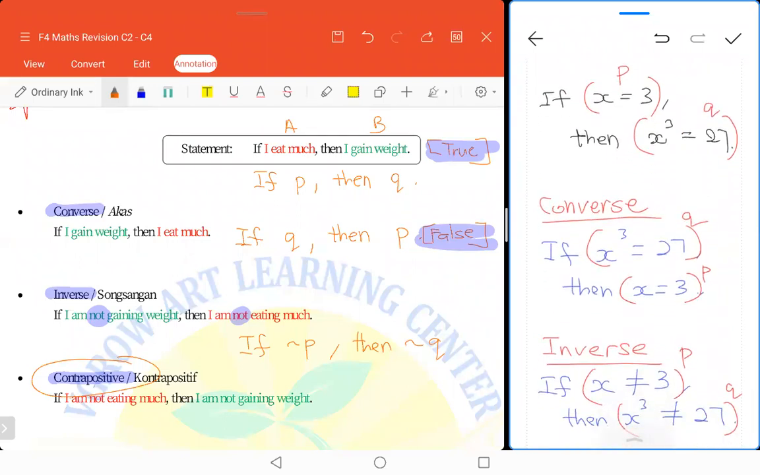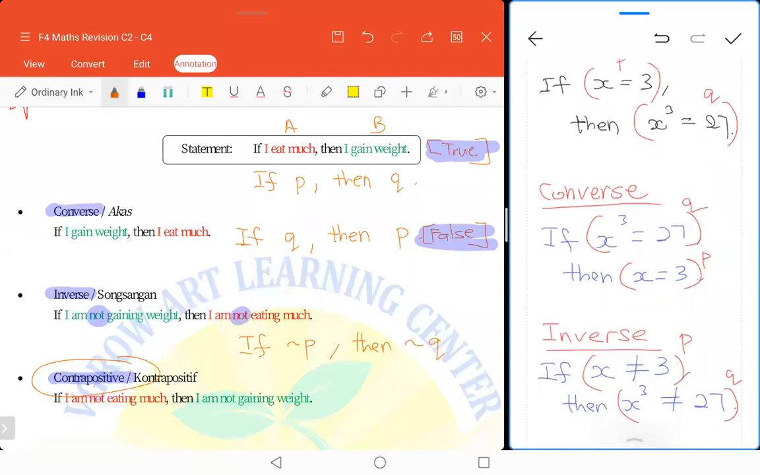This part is not always a common confusion. I won't say common error. It's confused because of the words used. Converse, inverse, contrapositive. Usually students will get confused. So you write down.